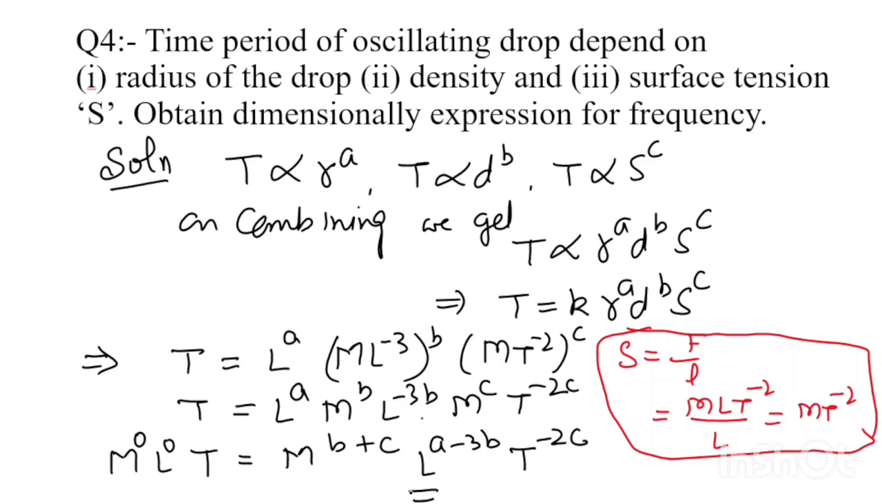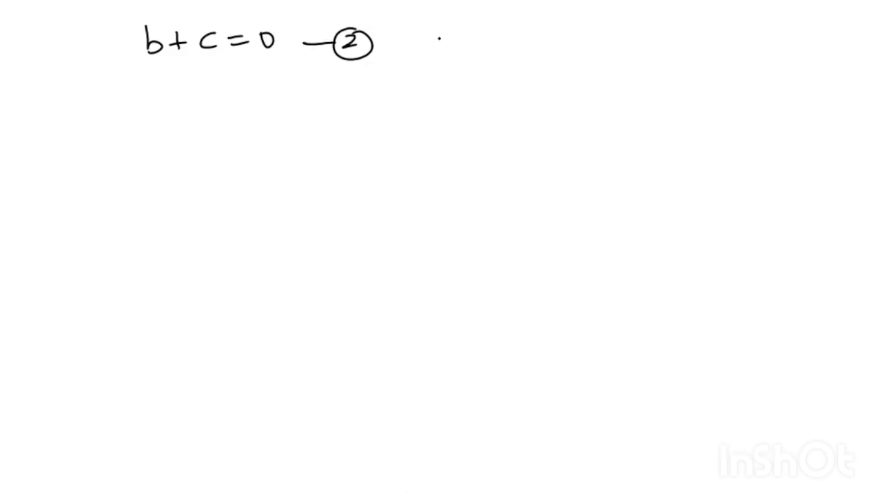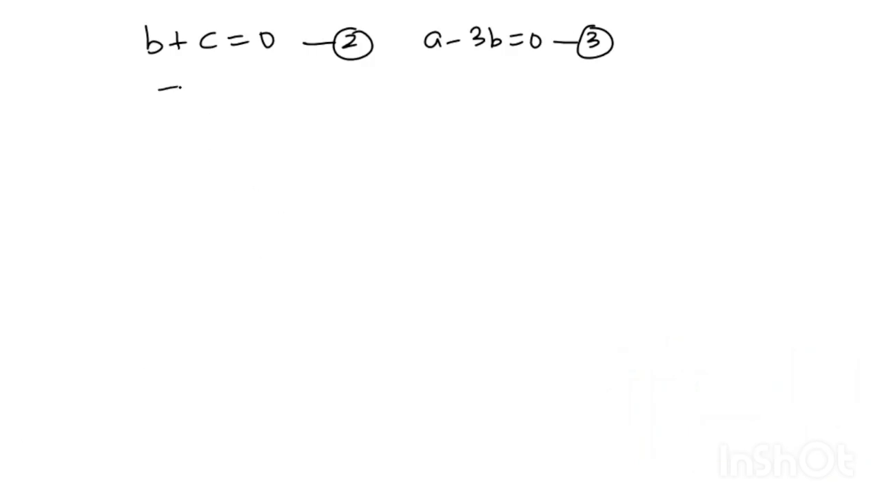Now equating the powers, b plus c equal to 0. So we write b plus c equal to 0, equation first. Second, a minus 3b equal to 0, equation second. Third, t power minus 2c equals t power 1, so minus 2c equal to 1. So this implies c equal to minus half.